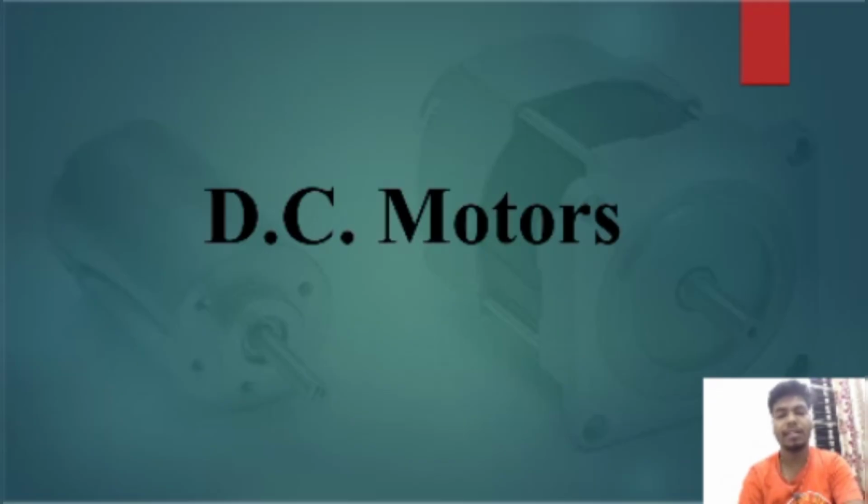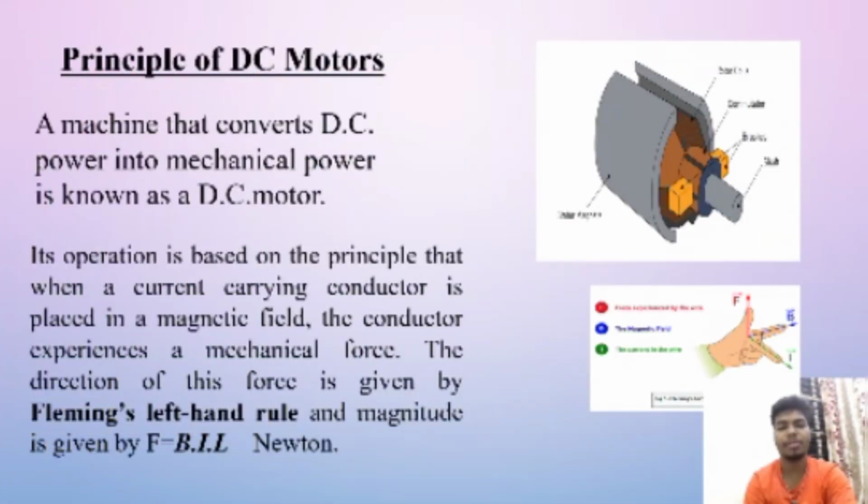Now let us understand DC motors. Principle of DC motor. A machine that converts DC power into mechanical power is known as a DC motor. Its operation is based on the principle that when a current carrying conductor is placed in a magnetic field, the conductor experiences a mechanical force. The direction of this force is given by Fleming's left-hand rule, and the magnitude is given by F is equal to BIL in Newton. In Fleming's left-hand rule, the thumb indicates the force experienced by the wire, the index finger indicates the magnetic field, and the middle finger indicates the current in the wire.